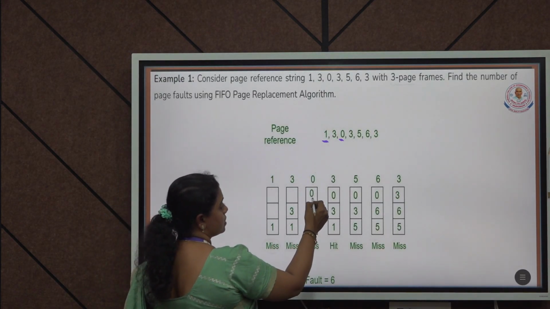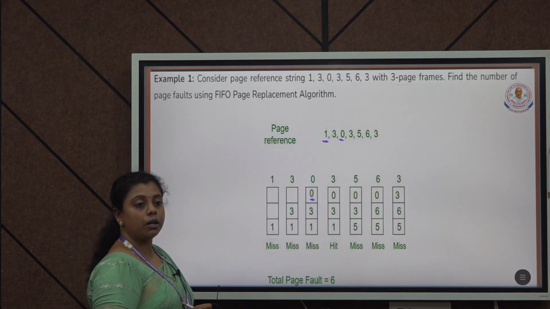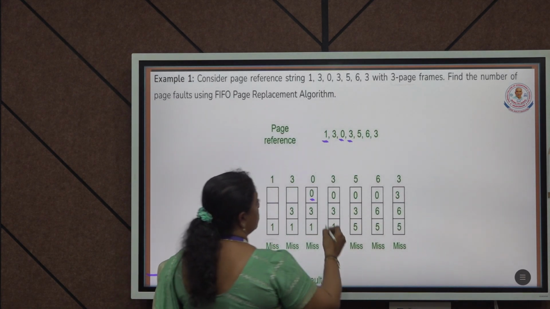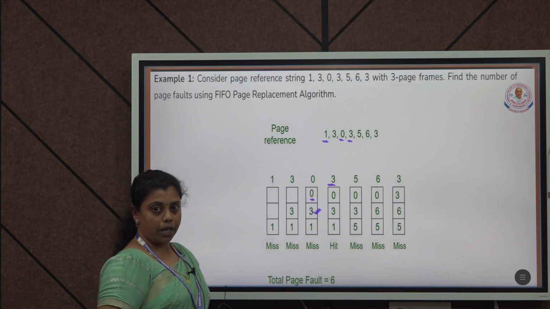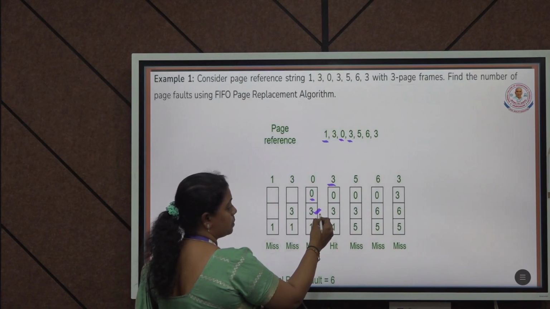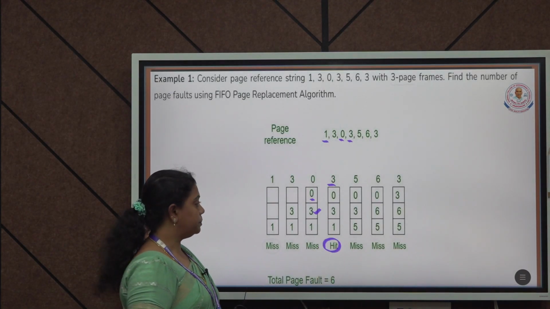I am going to fix 0 here, so it is considered a page fault or page miss. The next string is 3. Check here, 3 is already present in the frame, so there is no need to replace any page. It is considered a page hit.